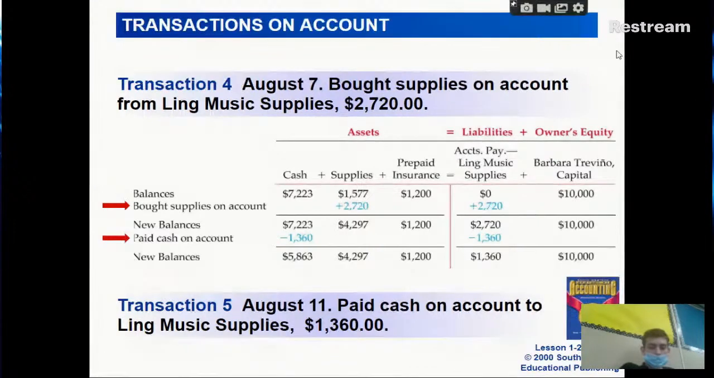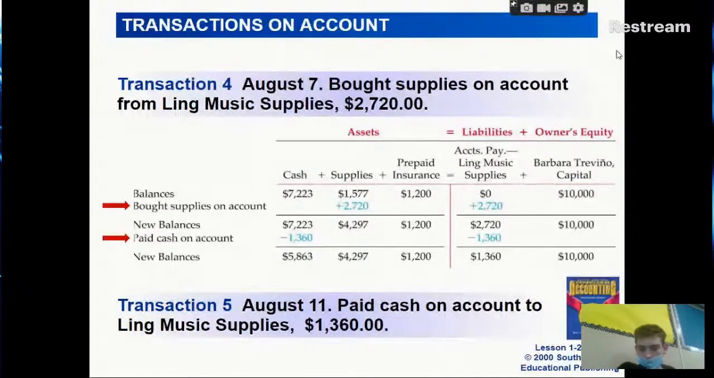So if we bought supplies, what happens to supplies? Since I told you to always go with cash first, there's no cash. So think of something else you have physically that you have more of. We're going to add to our supplies. So I'm going to go right here. How much was it? 27.20. So do anything, it stays the same. My supplies ends up being $42.97.